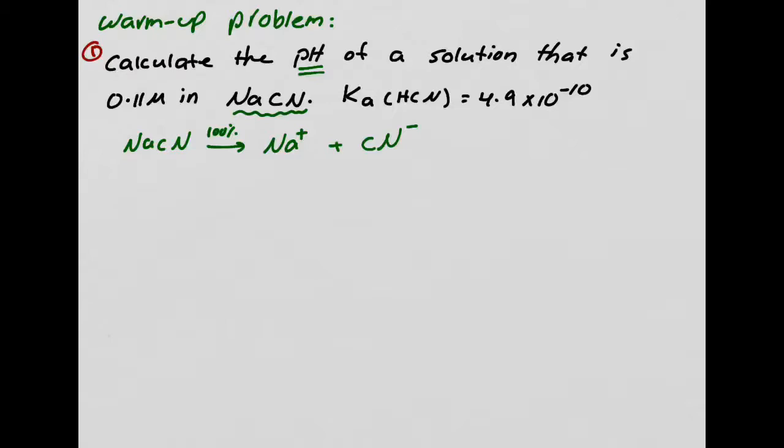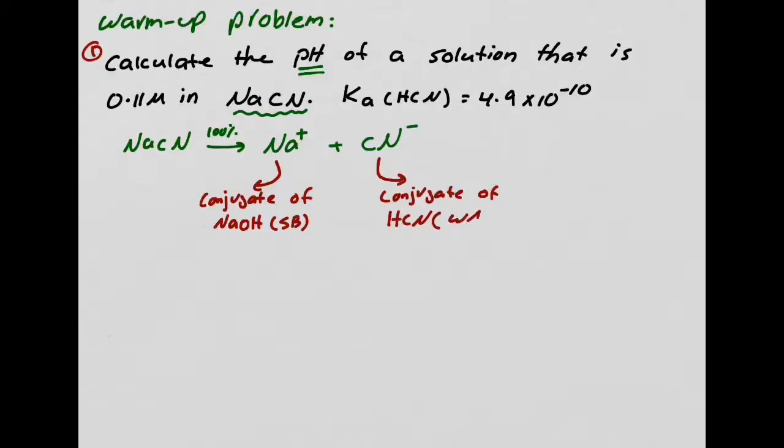Now I need to figure out where these come from. So Na+ is what? Na+ is the conjugate of a strong base. You guys agree? It's the conjugate of sodium hydroxide, which is a strong base. So far, so good. Now, how about CN-? CN- is the conjugate of HCN, right? And what is HCN? HCN is a weak acid. It's the conjugate of a weak acid.